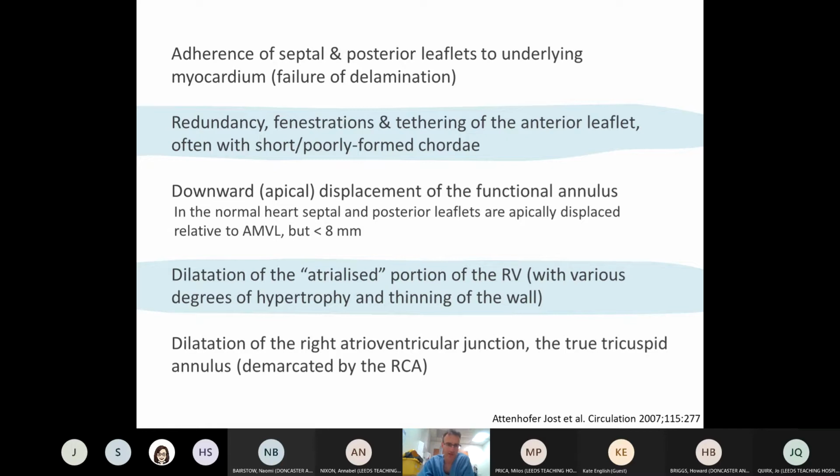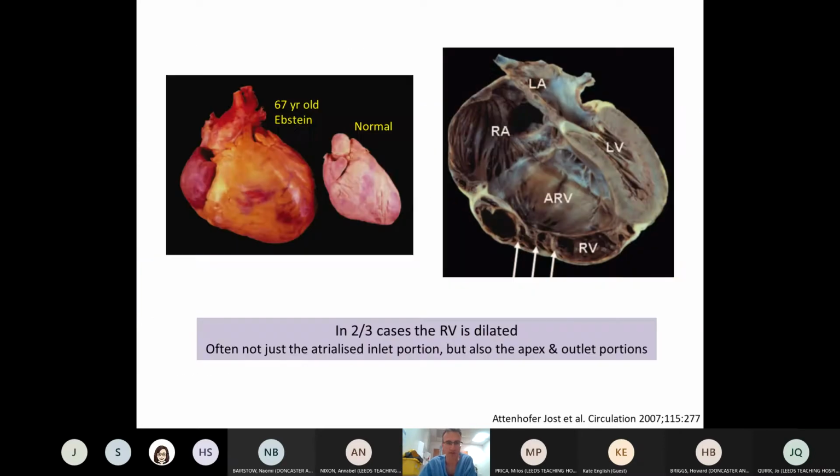And as a result of that, you have dilatation of what's called an atrialized portion of the right ventricle. I'll show you some pictures of this with various degrees of hypertrophy and thinning of the wall. And you get dilatation of the right AV junction, i.e. the true tricuspid annulus, and that's demarcated anatomically by the right coronary artery. So hopefully this will give you a better idea.